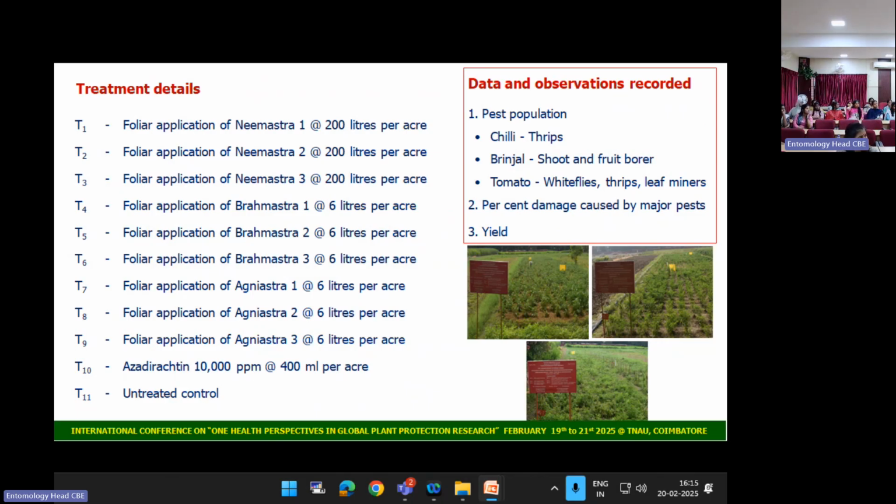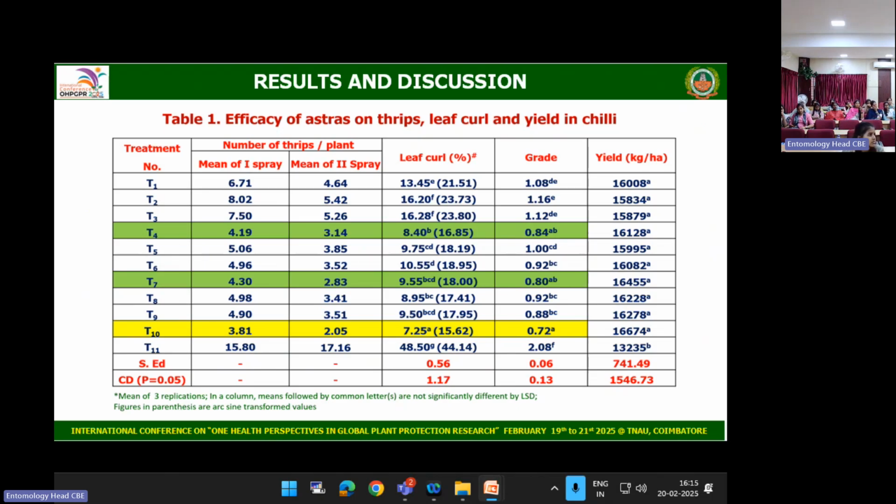The second set of treatments, that is 4 to 6, are application of brahmastra 1, 2, 3 at the rate of 3%. That is 6 liters in 200 liters of water. And 7, 8, 9 are foliar application of Agni Astra 1, 2, 3, at the same concentration, that is 3%, otherwise 6 liters per acre. And we have taken azadirachtin 10,000 ppm as a standard check and compared it with the untreated control. So these are all the results.